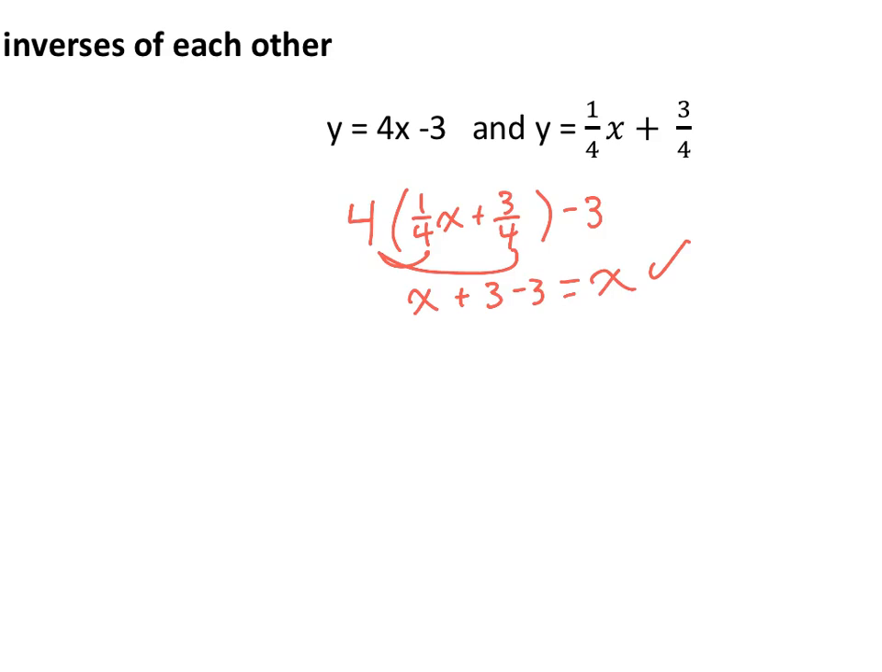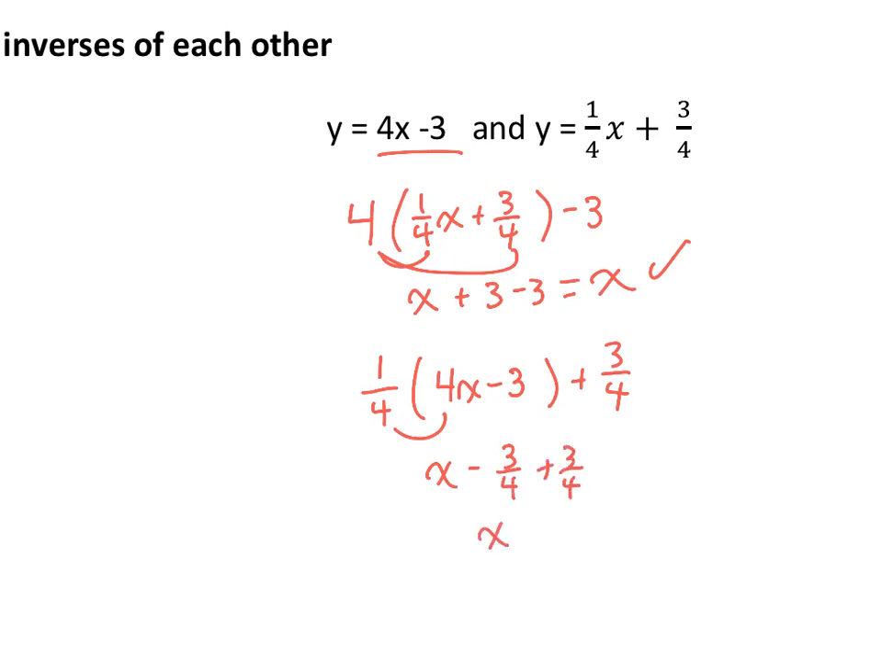So now we've got to go the other way. So 1/4 times quantity plus 3/4. And I'm going to plug this in. So I get 4x minus 3. So when I distribute here, I get x minus 3/4 plus 3/4. I do get x for my final answer. So yes, these two are inverses of each other.